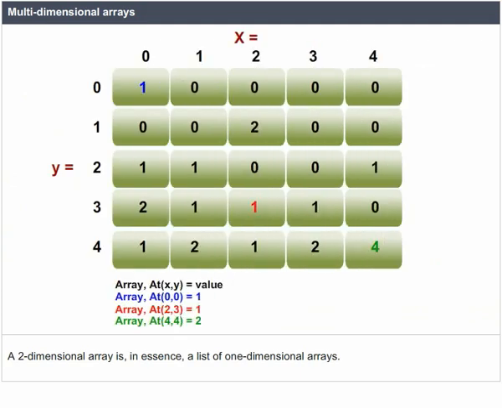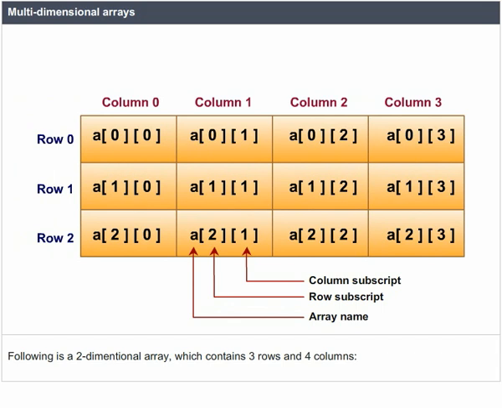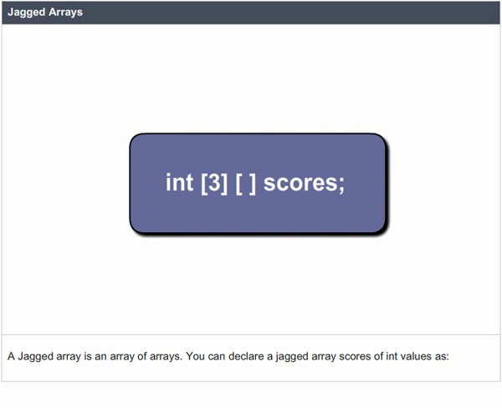A two-dimensional array can be thought of as a table which will have x number of rows and y number of columns. Following is a two-dimensional array which contains 3 rows and 4 columns. Jagged arrays. A jagged array is an array of arrays. You can declare a jagged array scores of int values as follows.